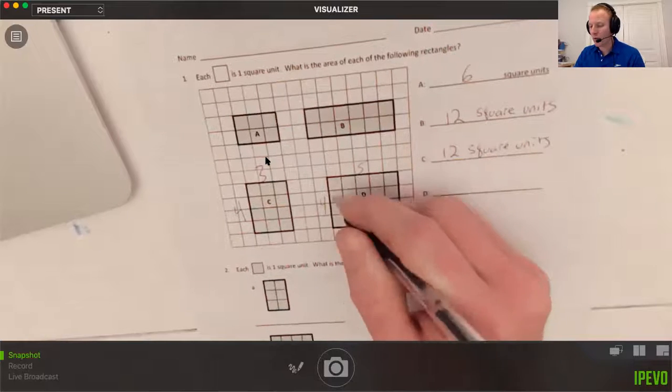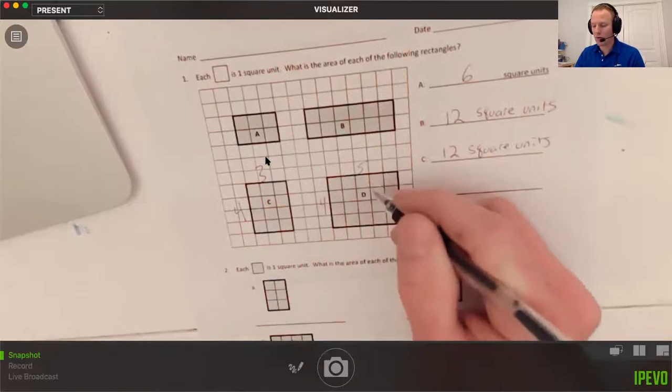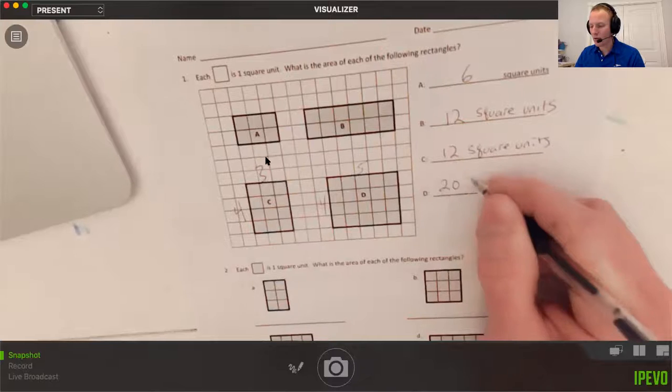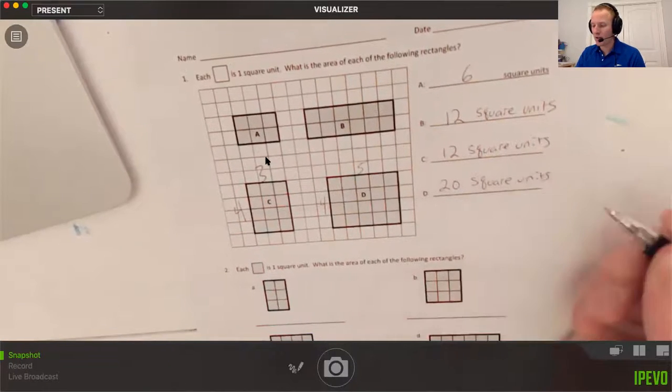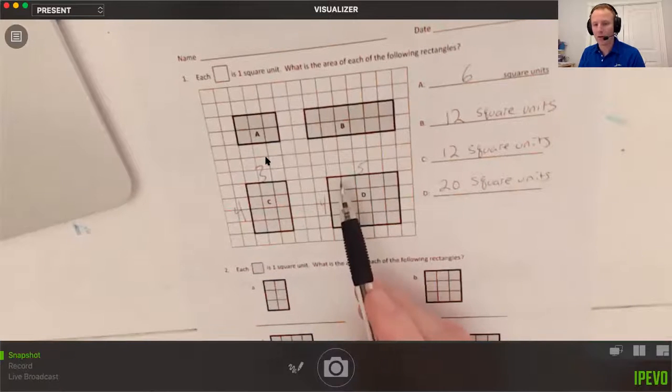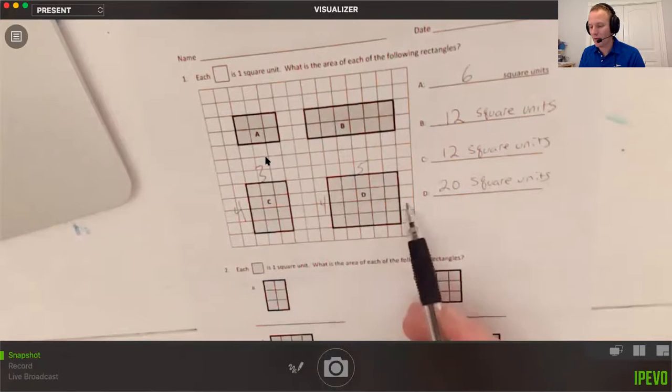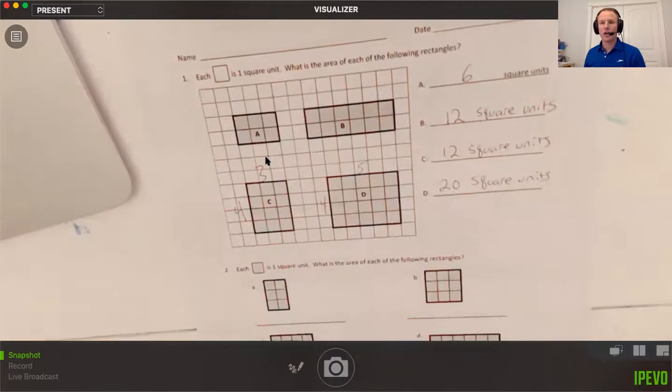So 4 rows times 5 in each row is 20 square units. And again, I could group count by 5s here and go 5, 10, 15, 20, and double check to make sure that I had an accurate count there.